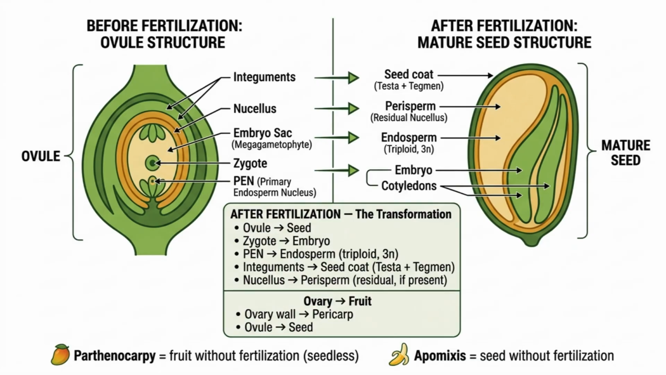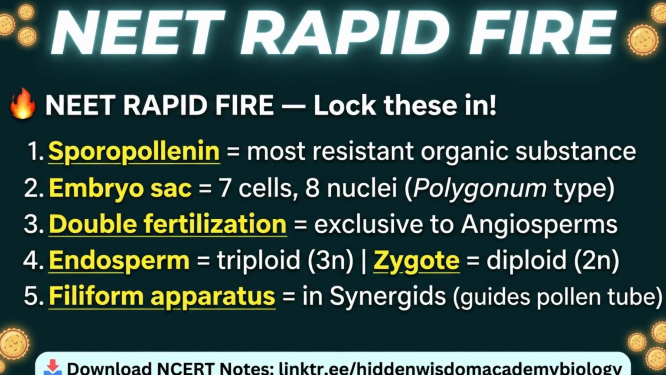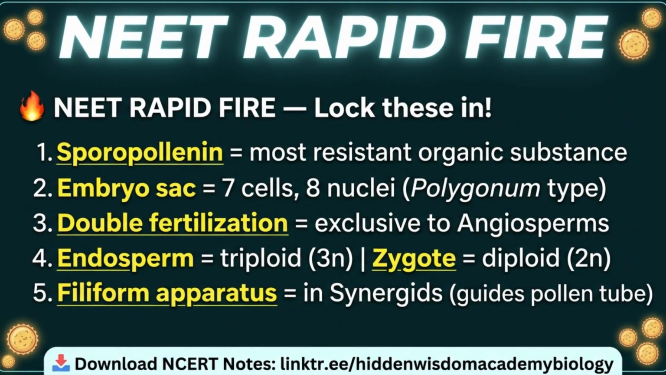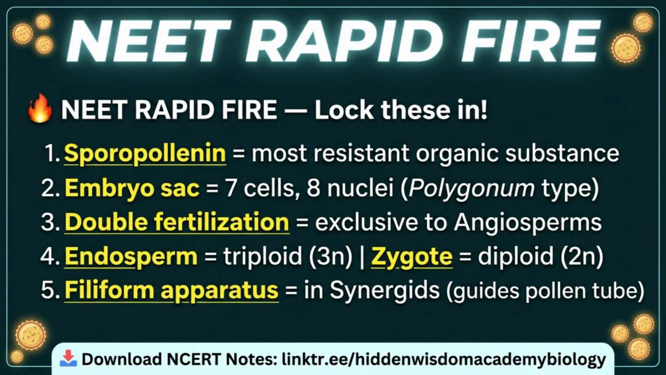Before you go, rapid fire. These are direct NEET marks. 1. Sporopollenin is the most resistant organic substance in nature. 2. The embryo sac has 7 cells and 8 nuclei in the polygonum type. 3. Double fertilization occurs only in angiosperms. 4. Endosperm is triploid, 3N, and zygote is diploid, 2N.